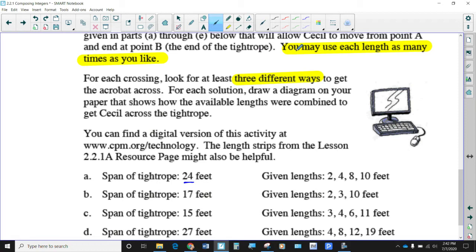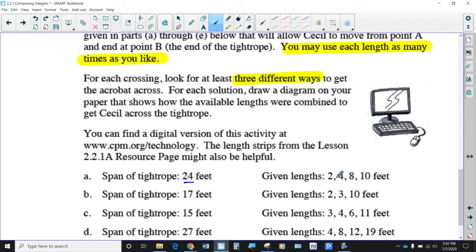Now, something to be aware of, a couple things. You can use any of these lengths, but you don't have to use all of them. You can use any one of them multiple times. For instance, if I wanted to go 24 feet and do 2 feet every single time and do it 12 times, I would do 2 plus 2 plus 2 plus 2 and so on. So you can use all the numbers, or only a few of the numbers, and you can use them as many times as you want, and you can add or subtract.